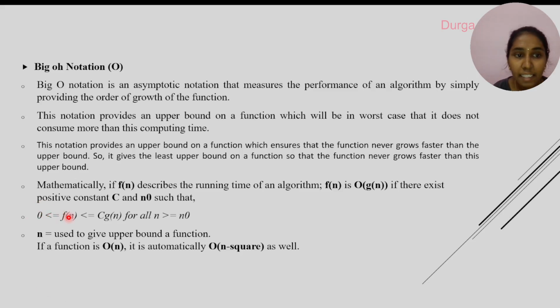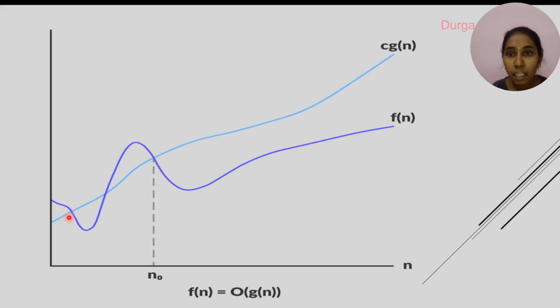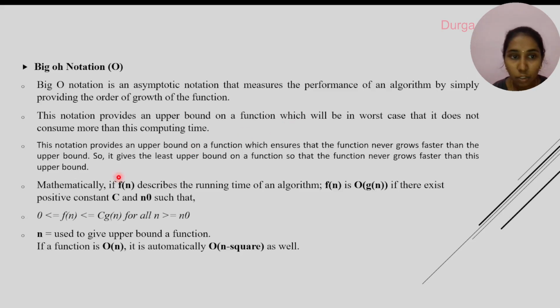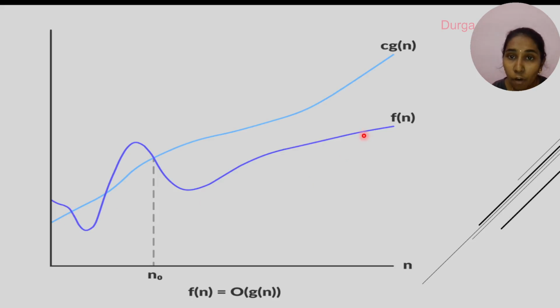So 0 is less than or equal to f of n. So f of n is always greater than 0. If you observe, f of n is always greater than 0. That's why 0 is less than or equal to f of n, and f of n is less than or equal to c of g of n. Here c is a constant, and c is also greater than 0.